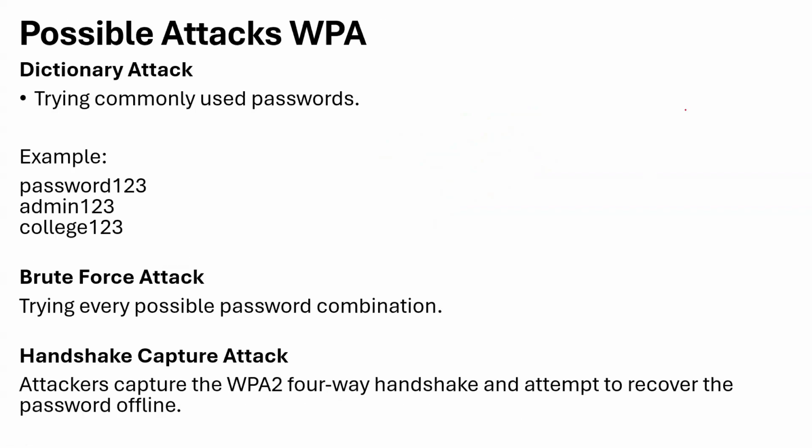Okay. What kinds of possible attacks are available? First one is the dictionary attack. That means trying commonly used passwords from a list, like password123, admin123, college123. So never use these kinds of passwords, or your name. Like my name is Ravish and I use the password Ravish at the rate 123. Never use these. Name at the rate 123 or 0000, because these are vulnerable.